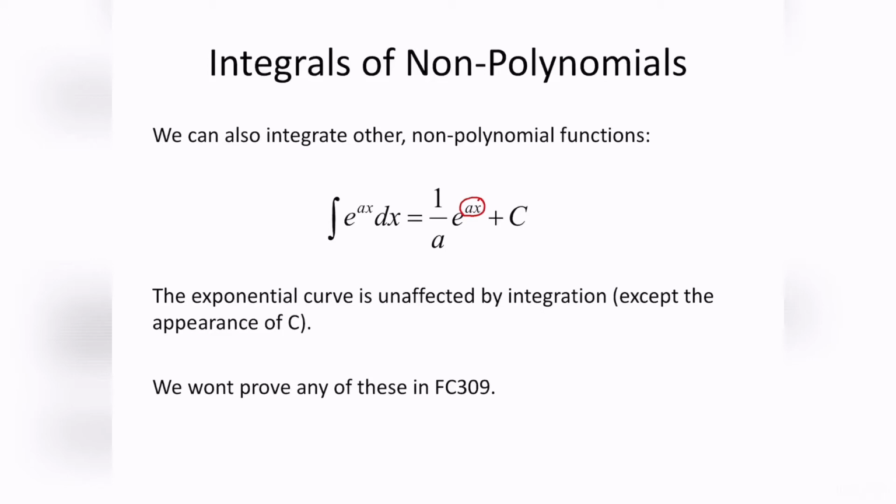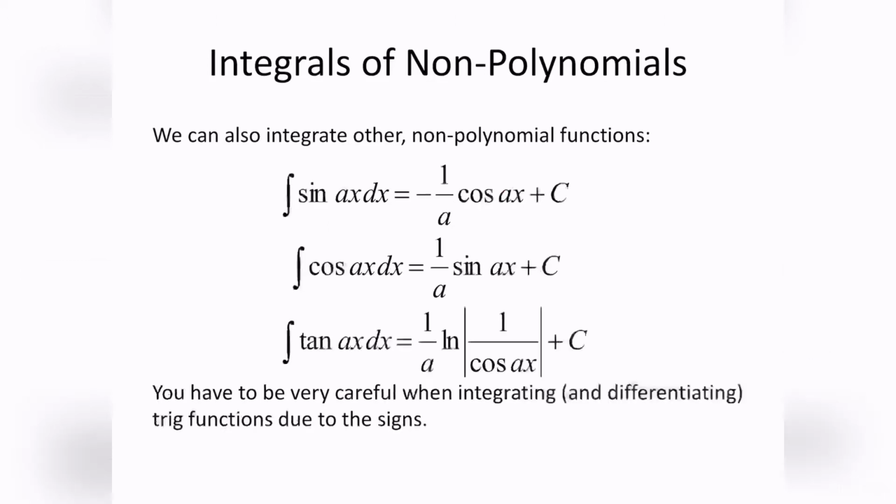So the exponential curve is unaffected by integration. And we don't need to prove any of this in this module FC309. Right, so we can also integrate other non-polynomial functions like sine, cosine and tan. As you can see here from the table, the integral of sine ax dx is minus 1 over a cosine ax plus c.